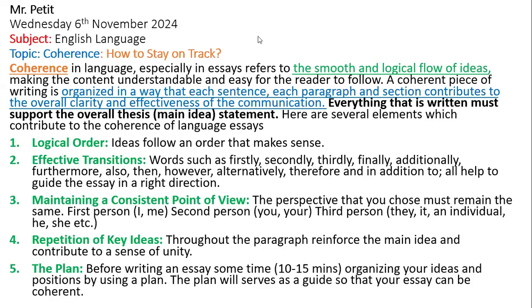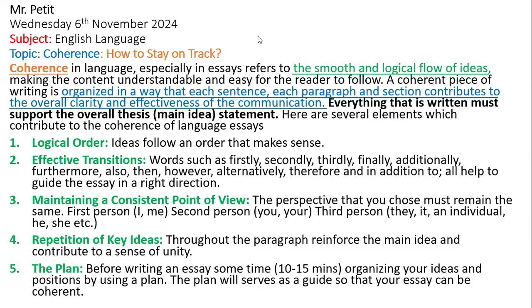Now let me just ask a few questions on this. Anyone can answer. What do we mean by coherence in language? What does that mean? To stay on track. Of ideas. The smooth and logical flow of ideas. Very good. The smooth and logical flow of ideas.